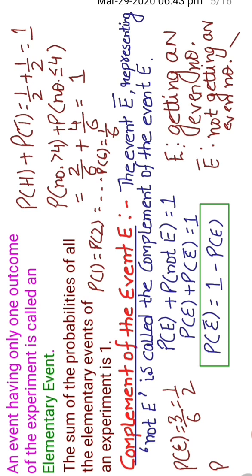And the probability of not getting an even number: there are three cases which are not even, 1, 3 and 5, that is odd numbers. So the probability is also 3 by 6 equals 1 by 2. So the sum of the probability of an event plus its complement, that is probability of E bar, is always equal to 1. So probability of E bar is equal to 1 minus probability of E.